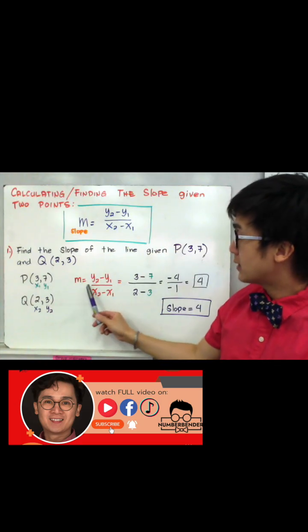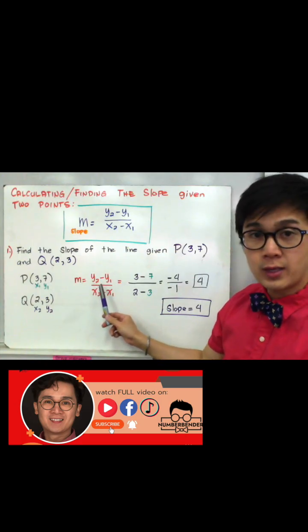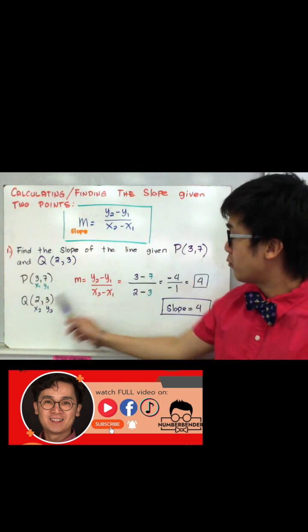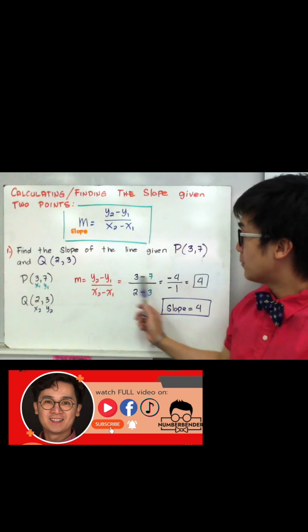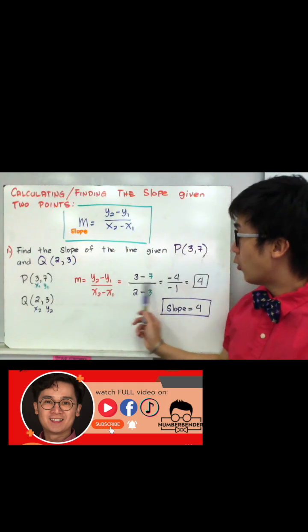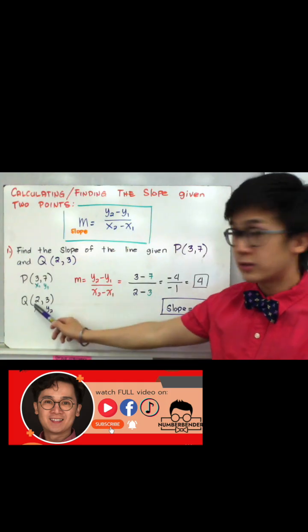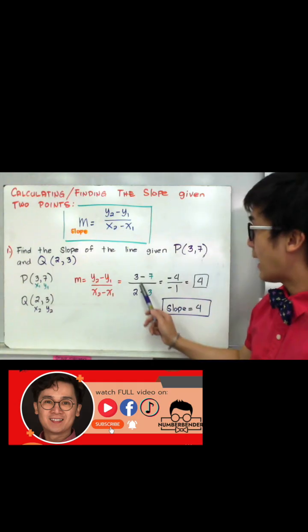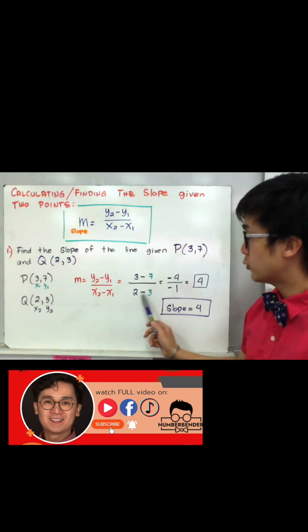So m is equal to y sub 2 minus y sub 1 all over x sub 2 minus x sub 1. By direct substitution, y sub 2, which is 3, minus y sub 1, which is 7, all over x sub 2, which is 2, minus x sub 1, which is 3. So we'll have 3 minus 7 all over 2 minus 3.